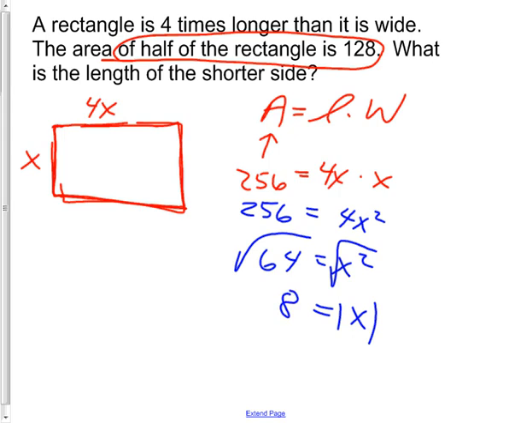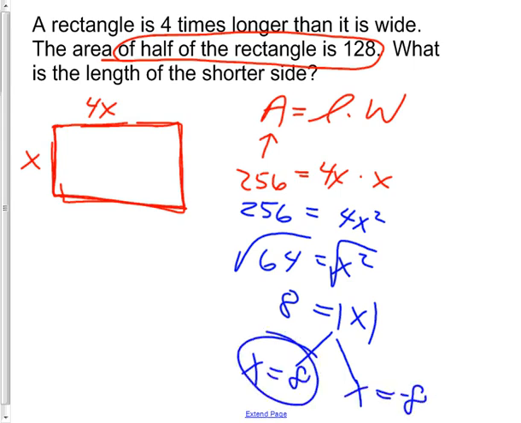But in this case, only one of them can actually work in the real world. The positive 8. So therefore, the side is 8. And this other side is 8 times 4 is 32. So it's 8 by 32. And if you wrote that, I might have to mark it wrong, because what did I ask for? The length of the shorter side.